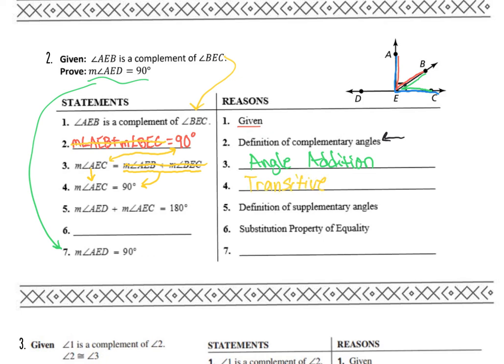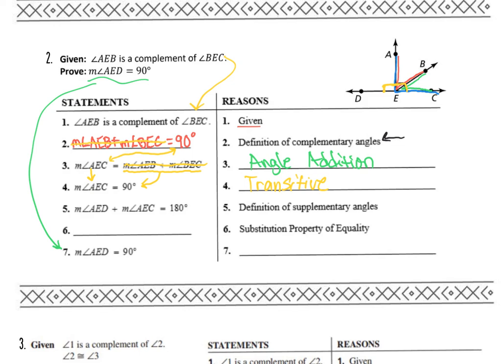So my reason would be transitive here, right? Good. Then we got statement 5, which was filled in for us. It says AED plus AEC equals 180, right? So it's a straight angle. We know that because if one side's 90, then the other side has to be 90, right? If I'm looking at the picture up here, they both have to be 90 degrees, so that's 180. That's the definition of supplementary angles.